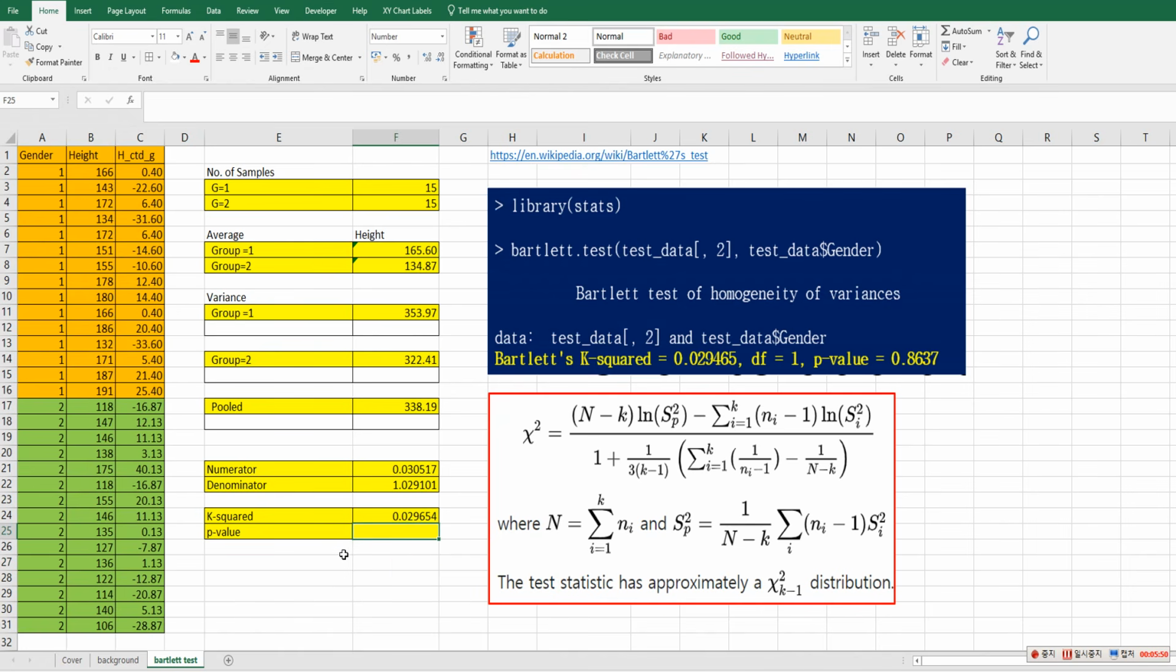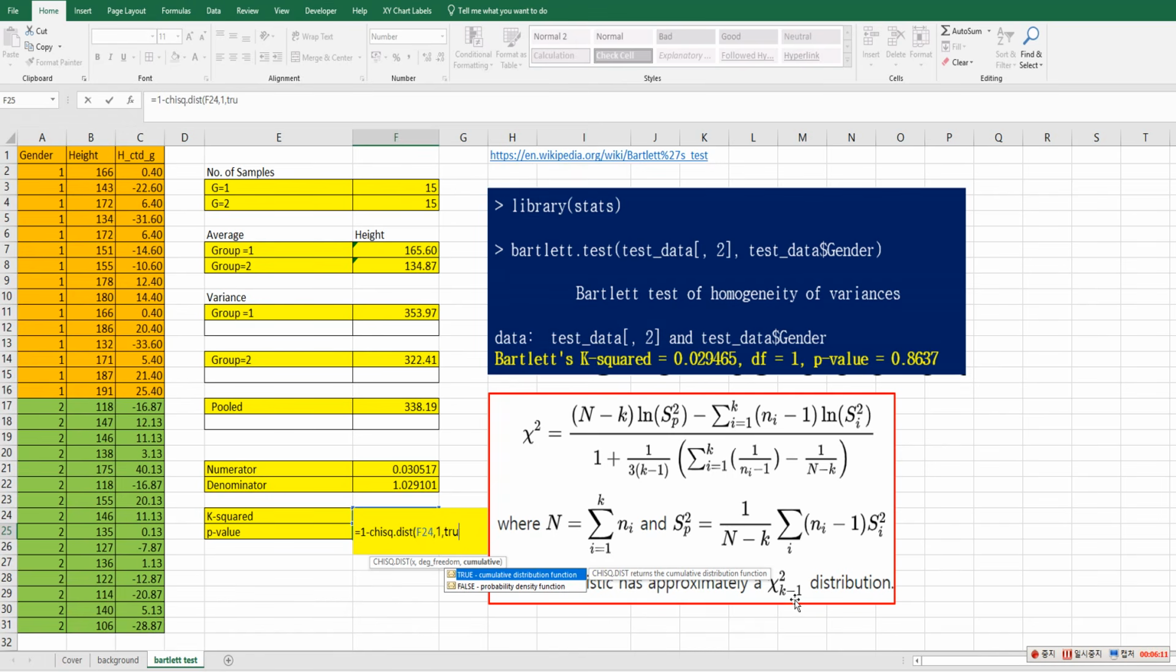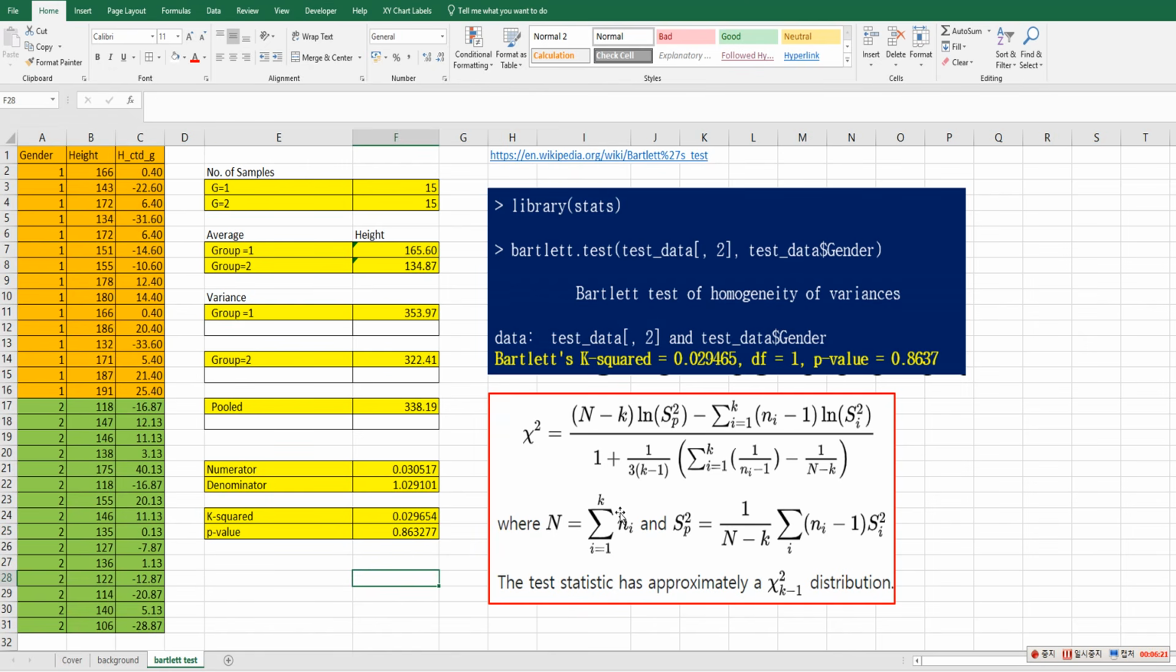Okay, the last part is for p-value. So p-value can be calculated by 1 minus CHISQ.DIST, and x value from k squared and comma. The degrees of freedom is k minus 1, so it should be 1, and comma, and true. True means cumulative, right? Right, same as this p-value, right?